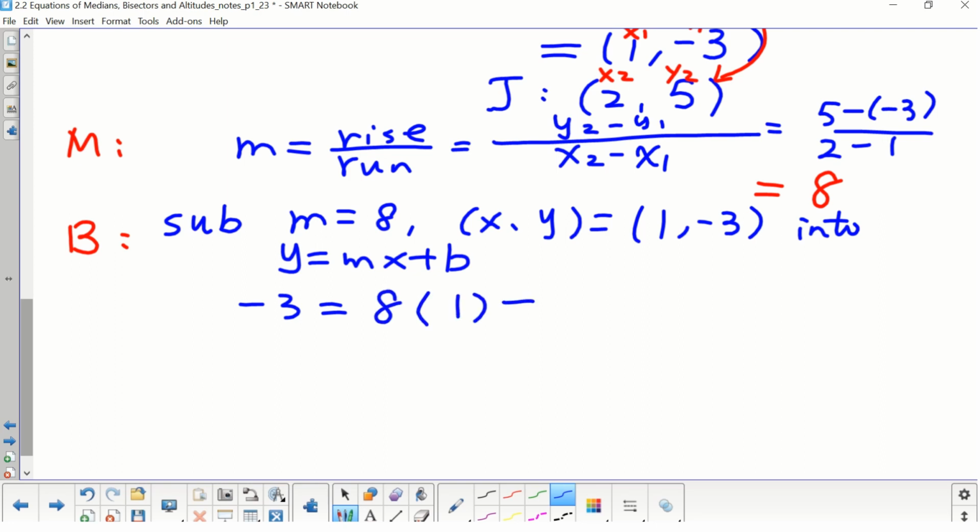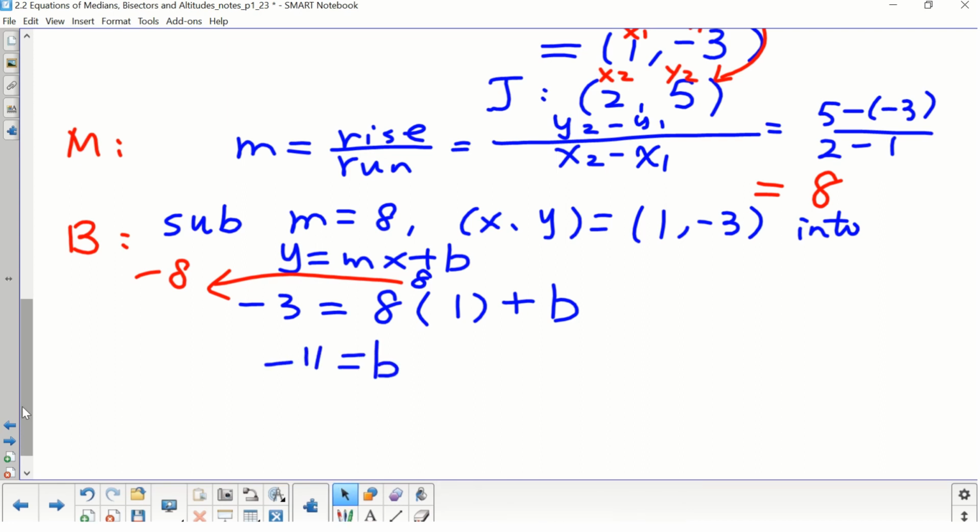Then one equation, one variable. We are able to solve it. This is a linear equation, so 8 times 1 is 8. We move this 8 to the other side, it is -8. Then we have b equals -11.